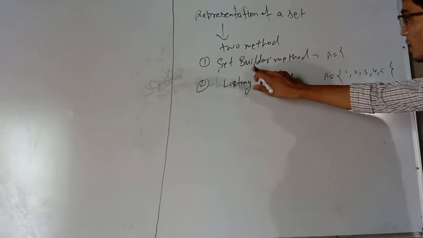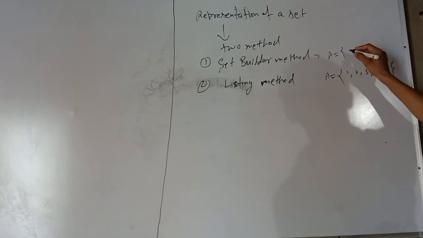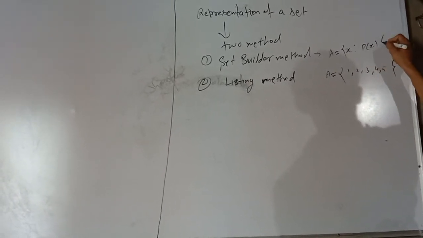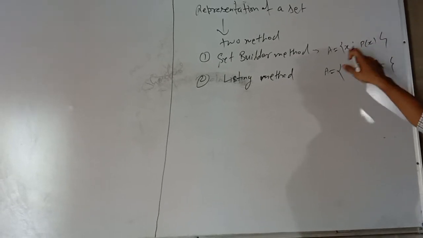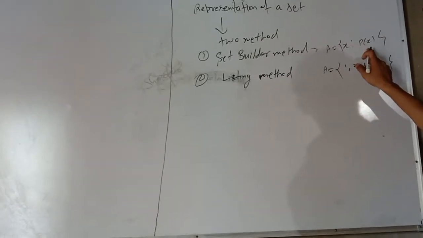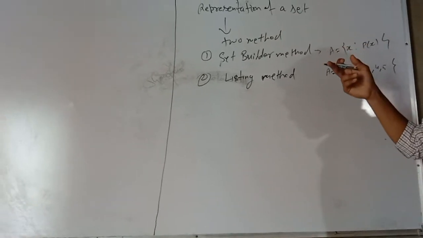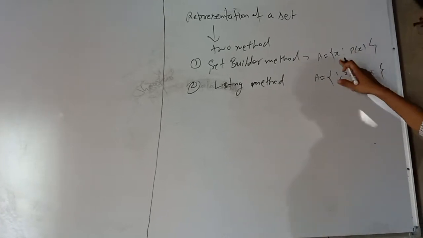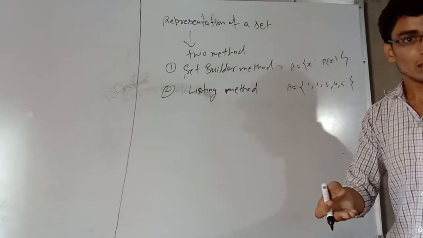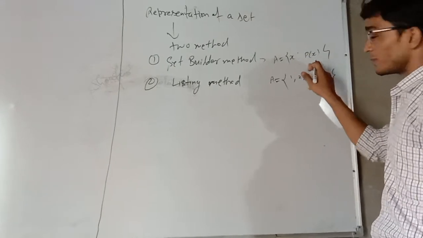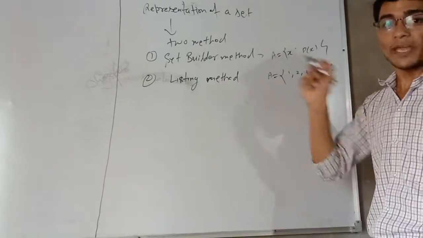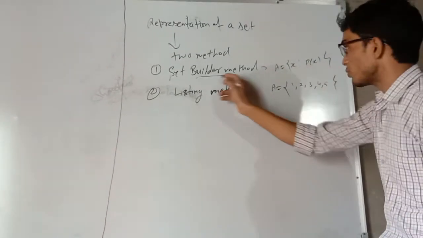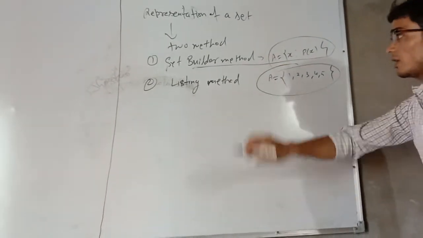Now in the set builder method we represent a set. Suppose this is X such that P(x), where P is any special property of X. Suppose X is any odd integer less than 5. So here P(x) represents the property of X. So this is the representation of a set. This is the set builder method and this is the listing method.